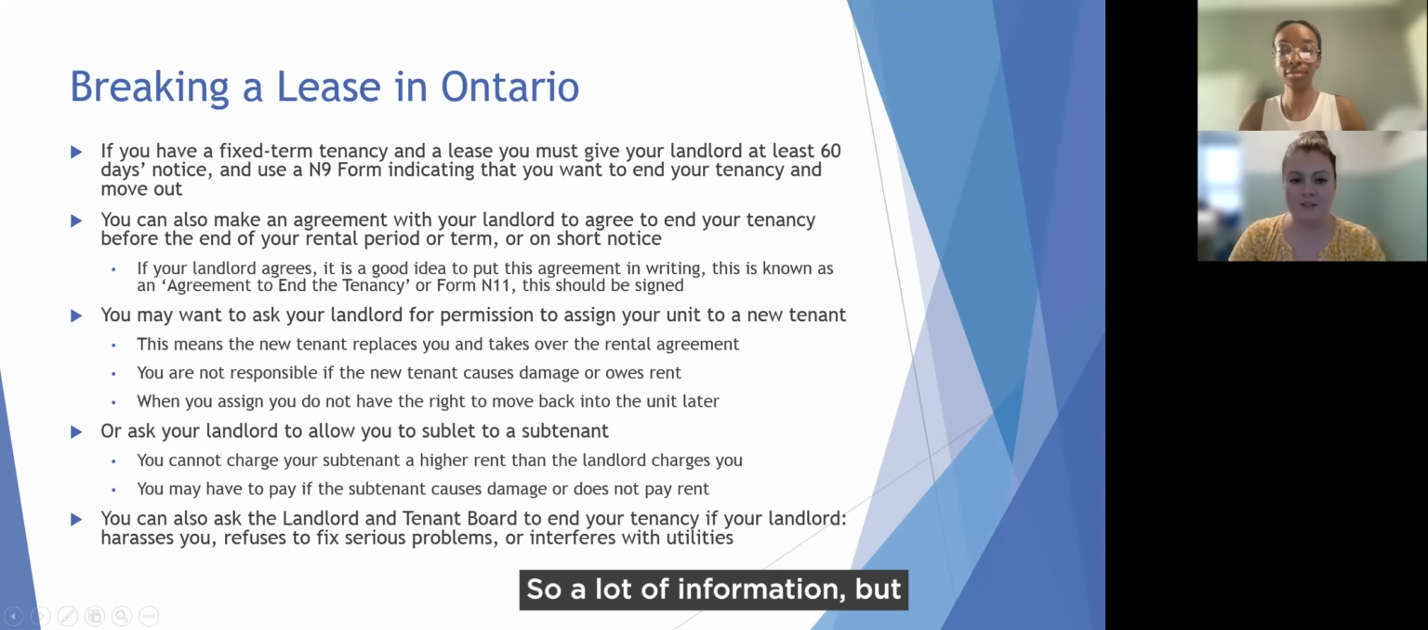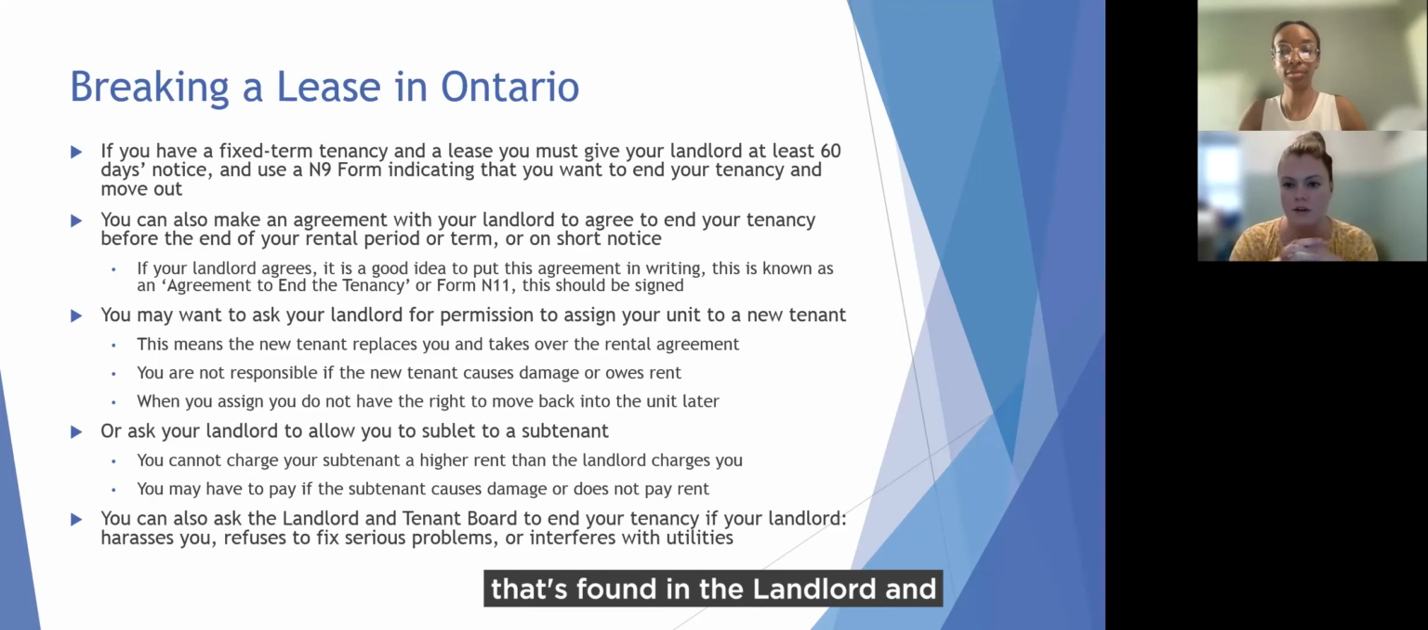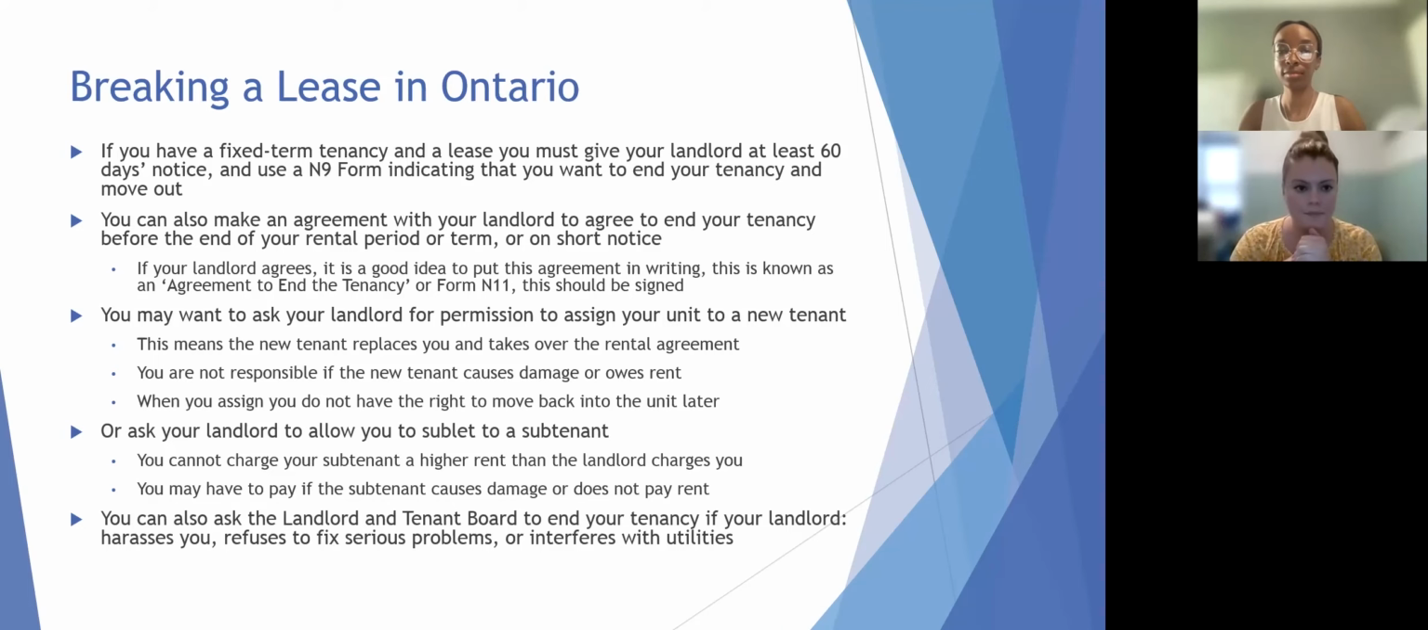So it's a lot of information, but if you have a fixed term tenancy in a lease, you have to give the landlord at least 60 days notice before you end the lease. So you have to use an N9 form, which is a form that's found on the Landlord and Tenant Board website. And it says that you want to end your tenancy and move out. This is 60 days to the end of the term. So it's 60 days before that lease would end. So the lease ends March 30th, and you give the N9 2 months before that.